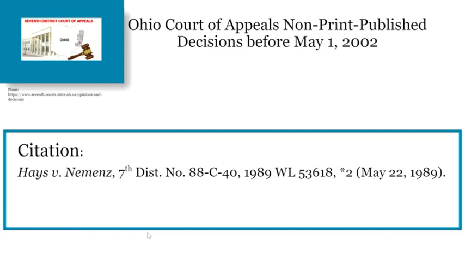Non-print published Ohio appellate opinions are not actually printed in hardbound reporter volumes, but rather available online. Prior to May 1st, 2002, non-print published Ohio appellate decisions indicate the date of the decision at the end of the citation, and the Westlaw or Lexis court case number is included when available.